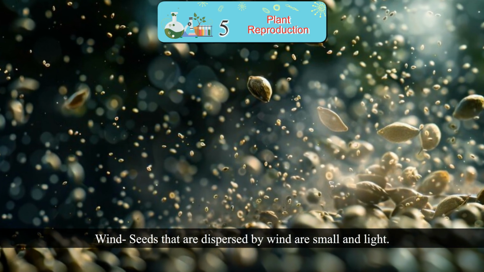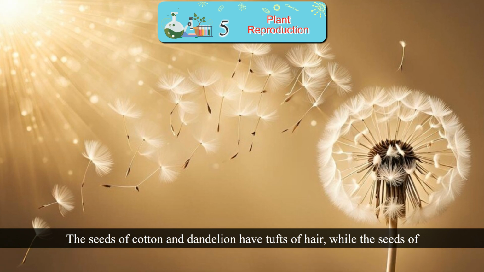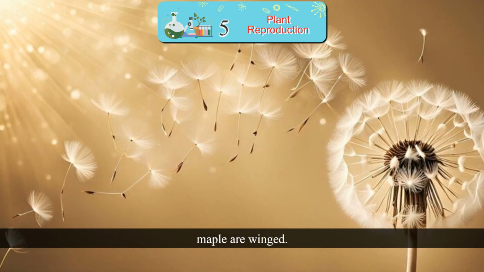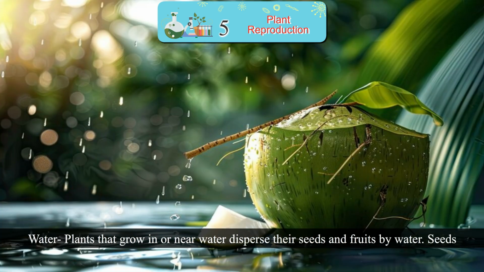Wind. Seeds that are dispersed by wind are small and light. The seeds of cotton and dandelion have tufts of hair, while the seeds of maple are winged. This makes it easy for them to be carried away by wind.